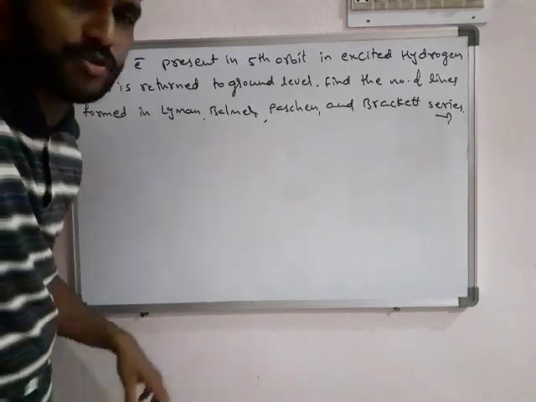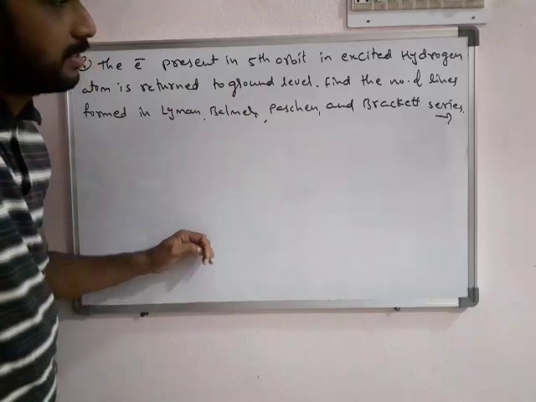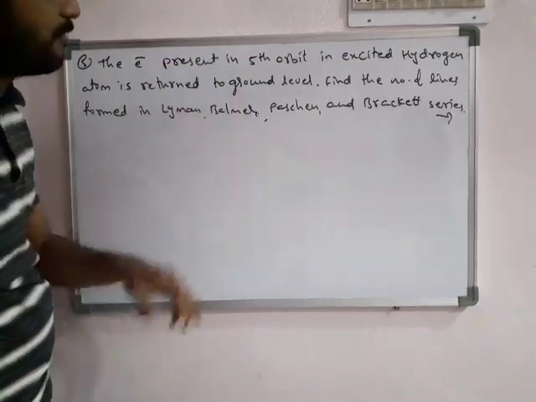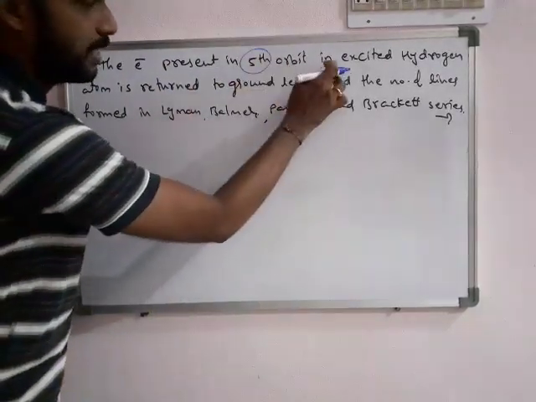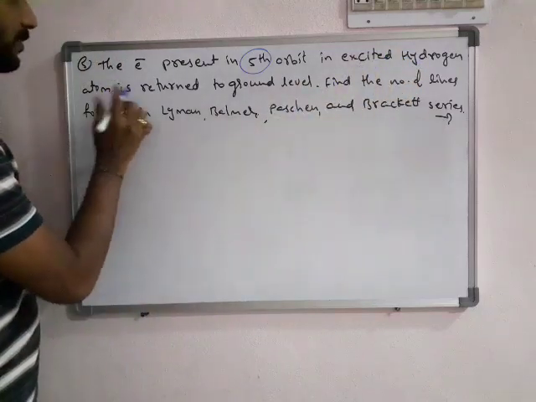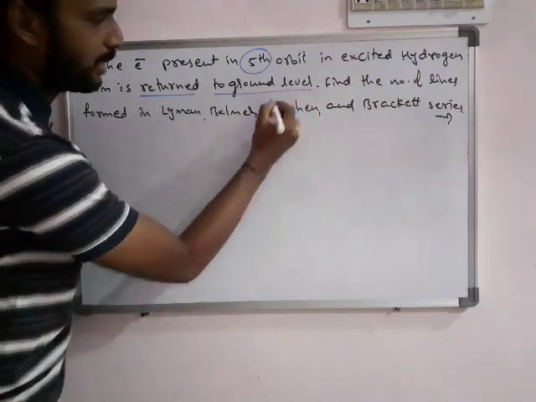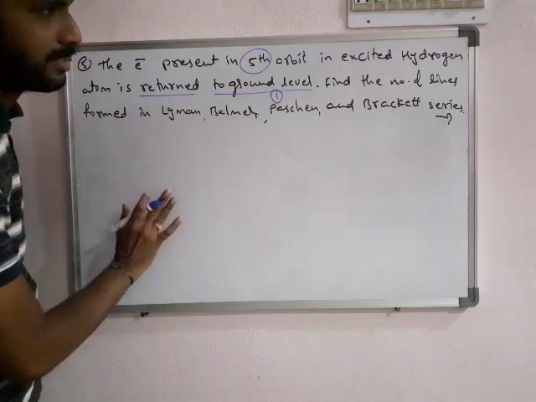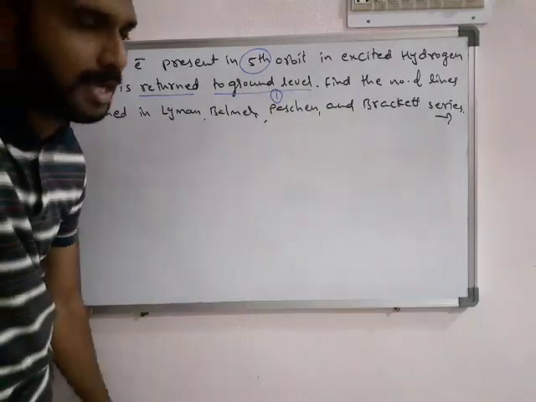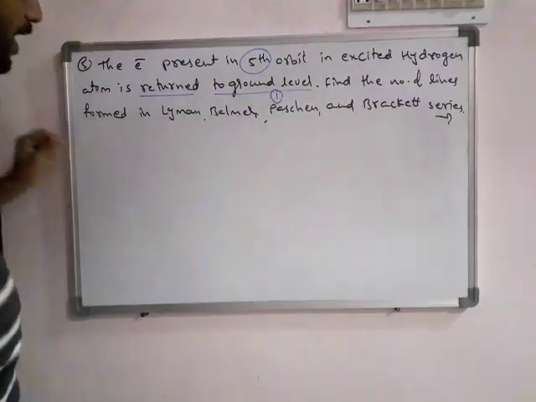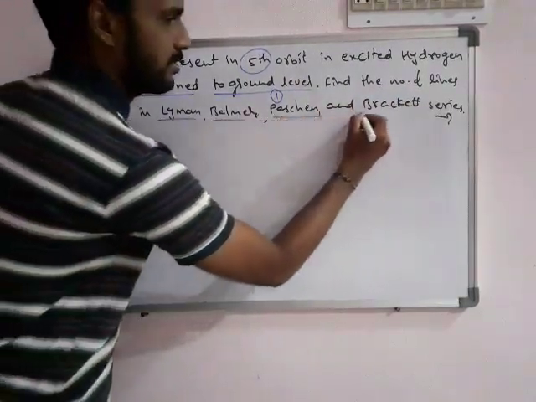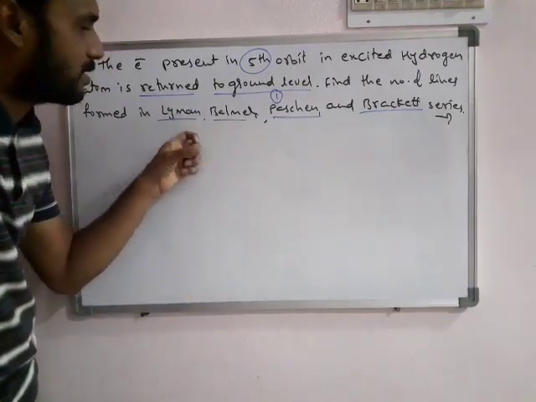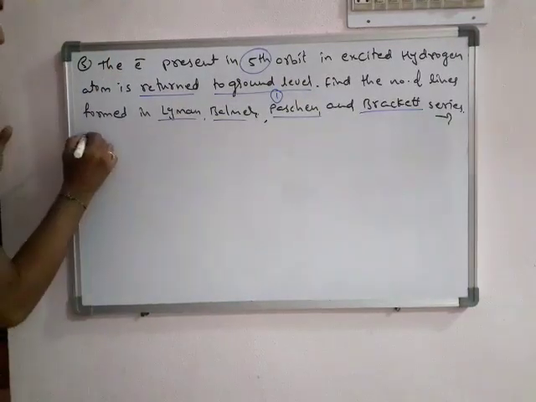Again here it is a number of spectral lines problem, but the difference is the electron present in the fifth orbit of an excited hydrogen atom returns to the ground level. Ground level means it comes to the first level, fifth level to first level. Find the number of lines. Generally we find the number of lines by the direct formula, but here it is different: find the number of lines present in different series. We know the formula for the total number of lines.